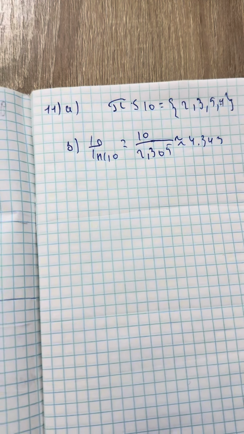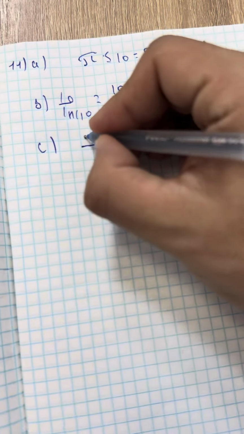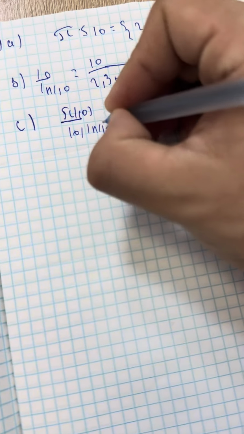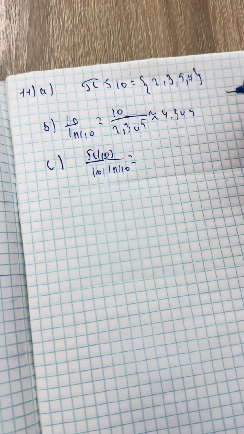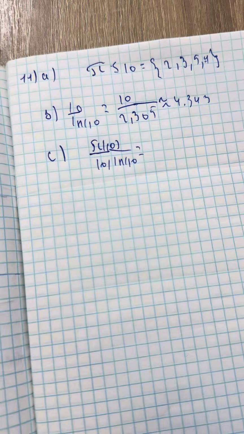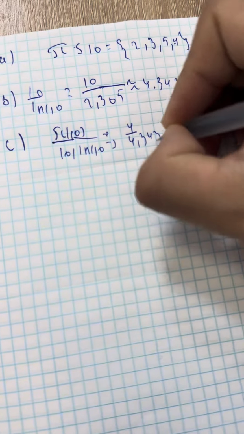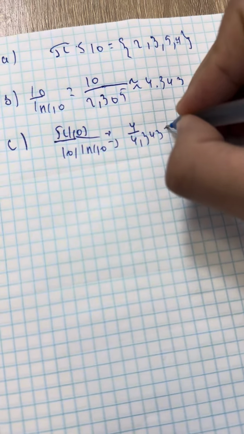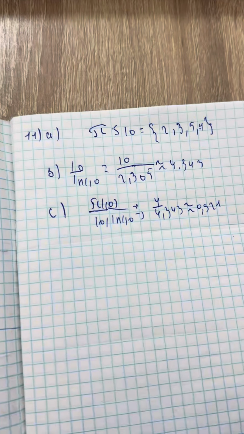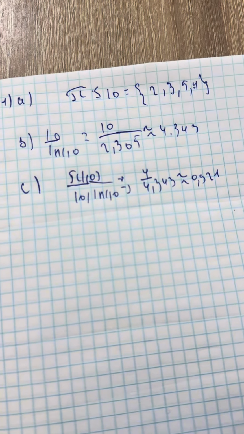Let's move to the third problem, finding the ratio. Finally, let's find the ratio between the actual count and our approximation. We divide 4 by the approximation, which gives us 0.901. This ratio shows how close the estimate is to the real value. So here's the answer.